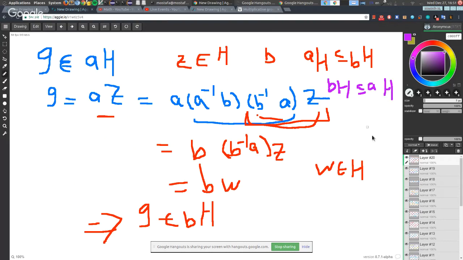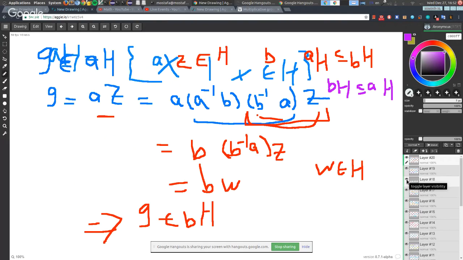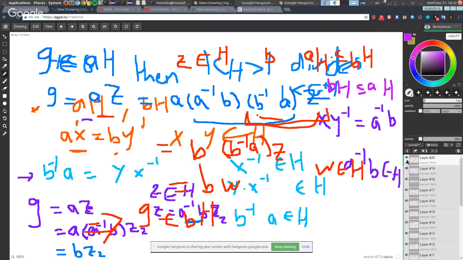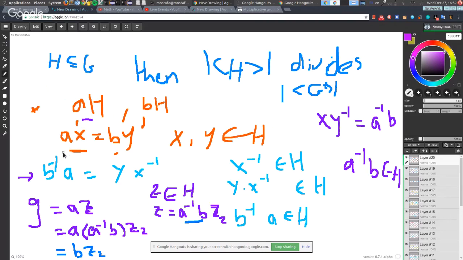So we could prove this under the assumption that there was an element shared between them. As we said here, there's an element that belongs to both sets. So if there's an intersection, then they have to be the same, or if there's no intersection, then they are disjoint. So this proves the first claim, that any pair of cosets are either the same or disjoint. So this is the first claim.